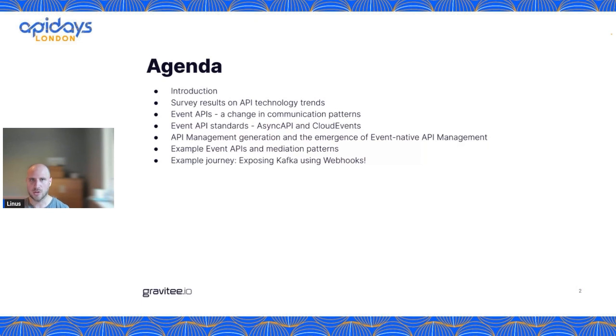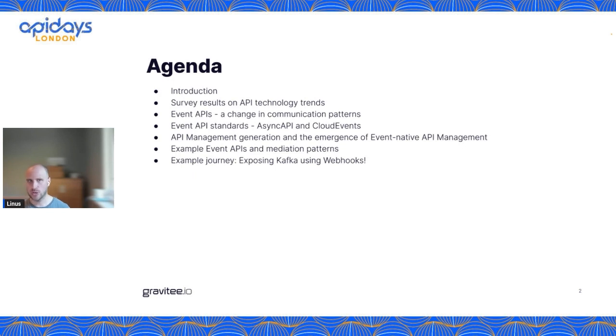So today, I'm going to start introducing what we mean by saying that the world is asynchronous. Then I will have a look at some of the survey results recently from Postman, where developers got asked about the API technologies that they use, and we're going to see if there's some trends there in terms of the different technologies. I'll then introduce a little bit more event APIs and how they are different in terms of how they communicate and behave compared to traditional type of APIs.